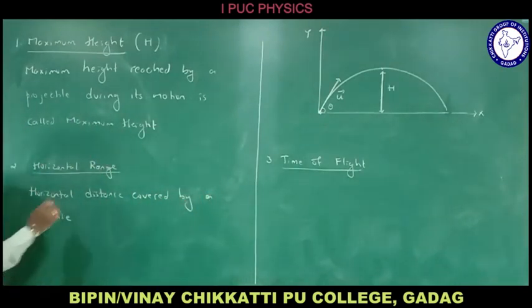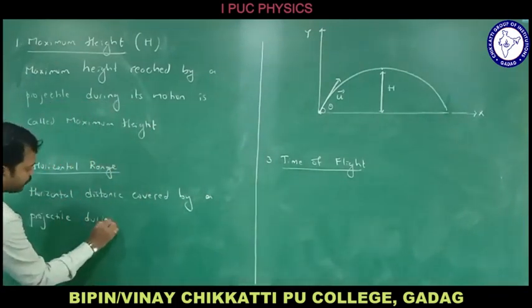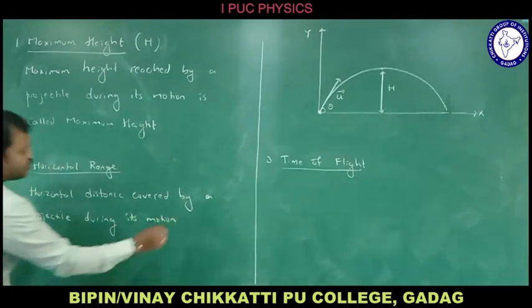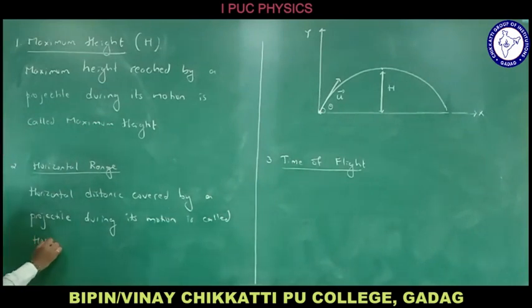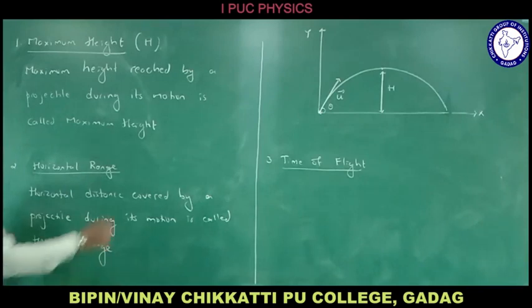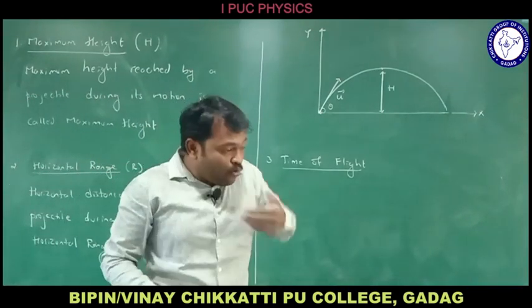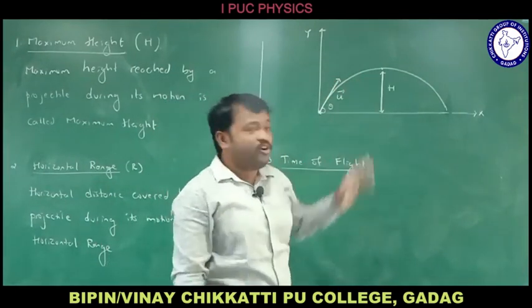It is the horizontal distance covered by a projectile during its motion. So it is called horizontal range, or simply range. Since it is horizontal, we will be writing it as horizontal range, and it is denoted by capital letter R. What is the horizontal distance? The vertical distance was the height; now I'll be taking the horizontal distance.